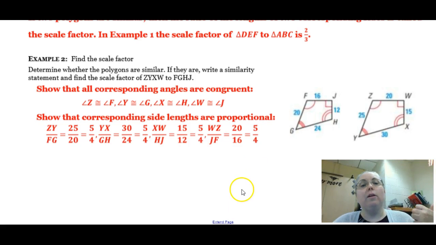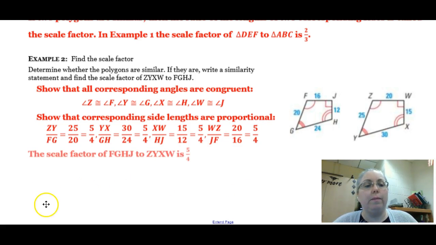So I've got congruent angles and I've got side lengths that are in proportion. So my scale factor of FGHJ to ZYXW is 5/4. To get from this little polygon to this bigger polygon, I would multiply each side length by 5/4.